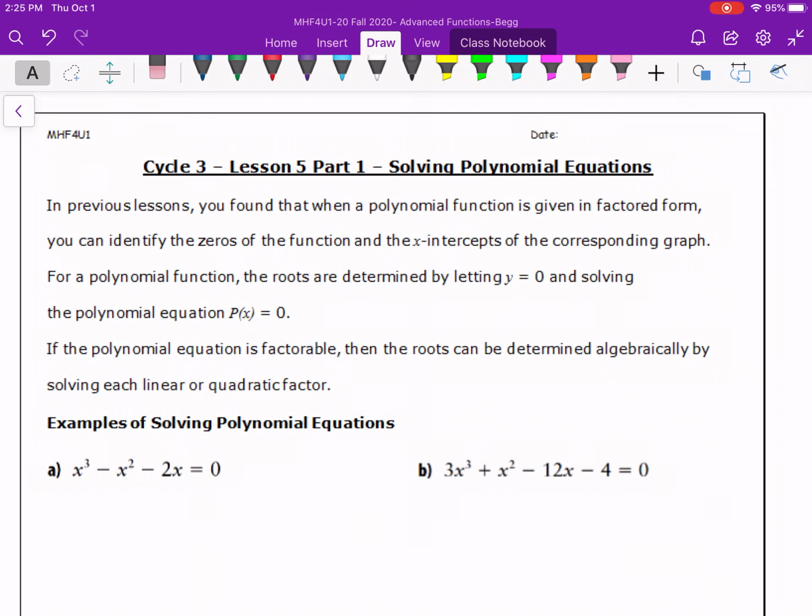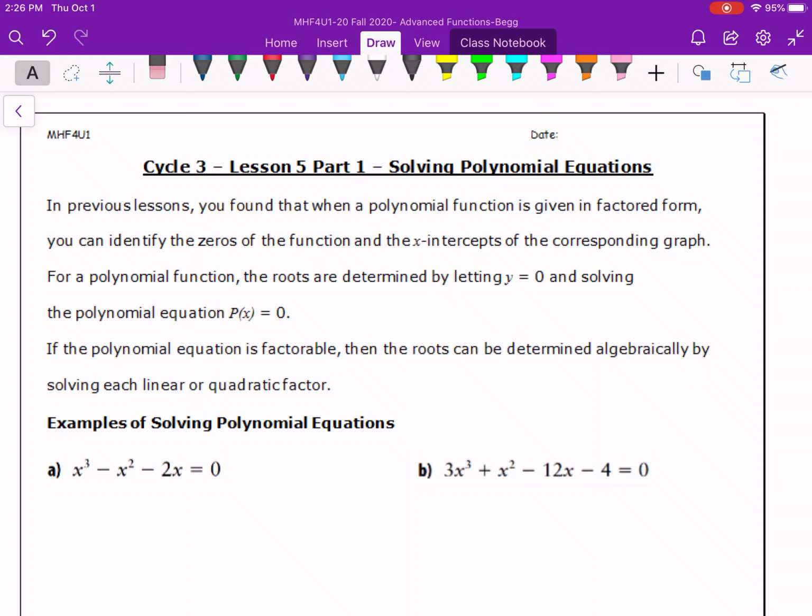Cycle 3, Lesson 5, Part 1, we're going to start looking at how we can use some of the techniques we've learned up till now to solve polynomial equations algebraically. So we've learned about factored form, how to put a polynomial in factored form, and we can identify zeros and x-intercepts of the corresponding graph. And of course, if we let y equal 0, then we can solve the related equation p(x) = 0.